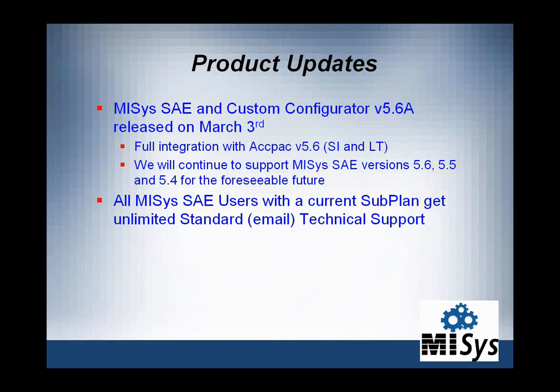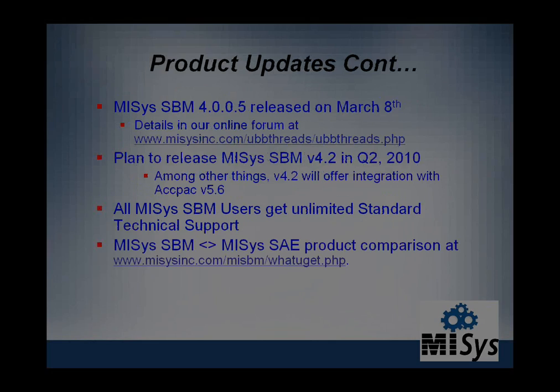One change we made a couple months back is all MySys SAE users that have a current subscription plan with us, so the maintenance is up to date, get unlimited standard email tech support for no additional cost. So that's changed, where we used to charge $1,000 a year for that technical support. All our users now can get tech support for free. If they want to have phone support with us, then they do need to buy a contract for that. So that part of priority support has not changed.